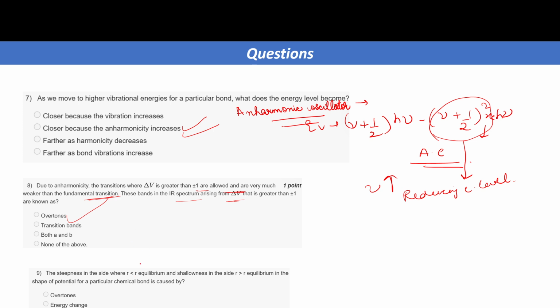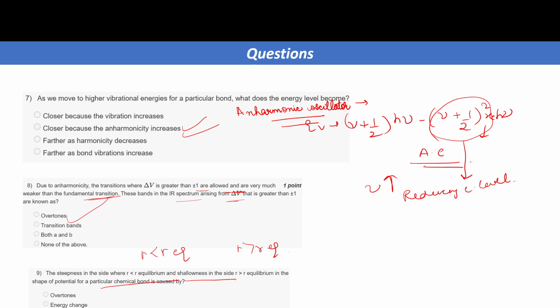Next, the steepness on the side where R is less than R equilibrium, and shallowness on the side where R is greater than R equilibrium, in the shape of the potential for a particular chemical bond is caused by overtones, energy change, anharmonicity, or all the above.